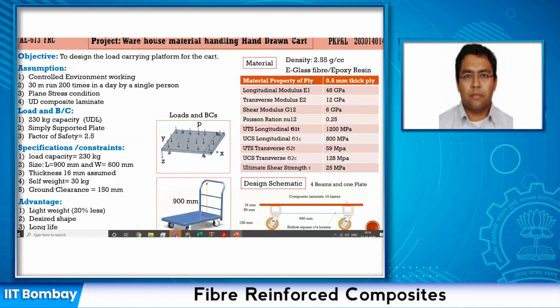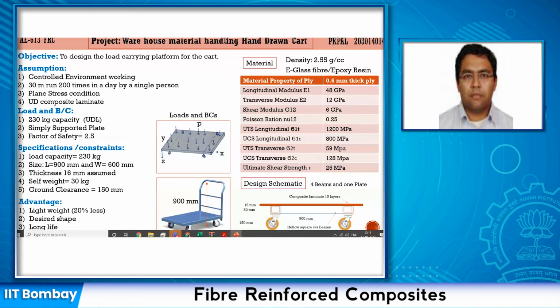On the ergonomics or human factor consideration, if you want to carry a load 200 times with a repeated distance of 30 meters, the maximum load you can carry is 227 kg. Based on that, I have selected that this cart will be capable of taking 230 kg. I have considered the plane stress condition, and a UD, unidirectional, composite laminate is considered. Load and boundary condition, based on the assumptions, is the 230 kg capacity as a uniformly distributed load. Simply supported boundary conditions I have considered. Factor of safety as of now I have considered 2.5.